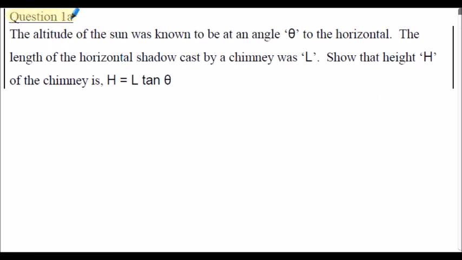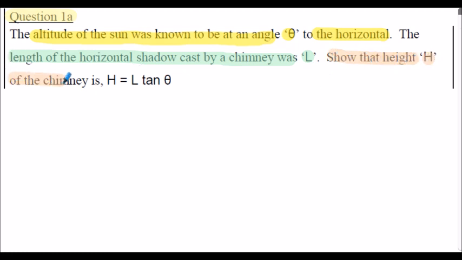So question 1a. The altitude of the Sun was known to be at an angle theta to the horizontal. The length of the horizontal shadow cast by a chimney was dimension L. We've got to show that height h of the chimney is given by h is equal to L multiplied by tan of angle theta. I would encourage you to stop the presentation and attempt question 1a, but the full solution is shown on the following slides.